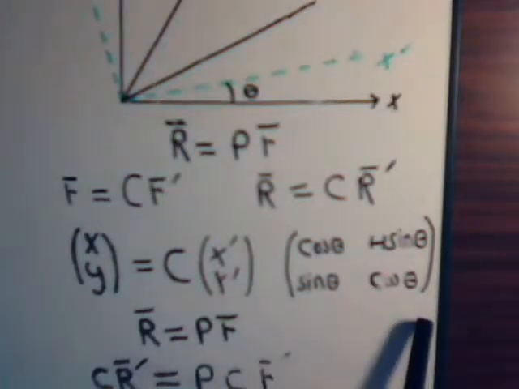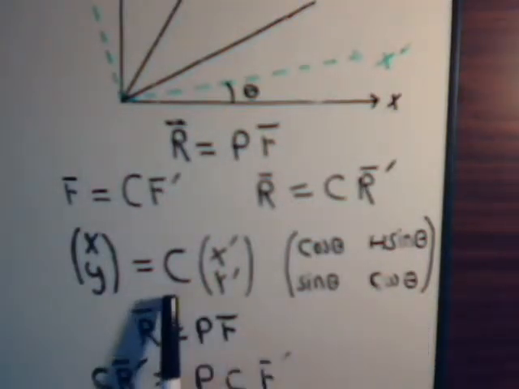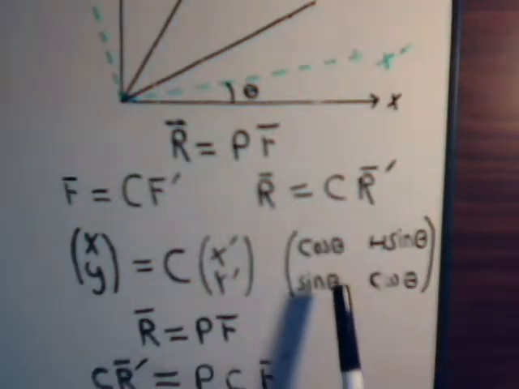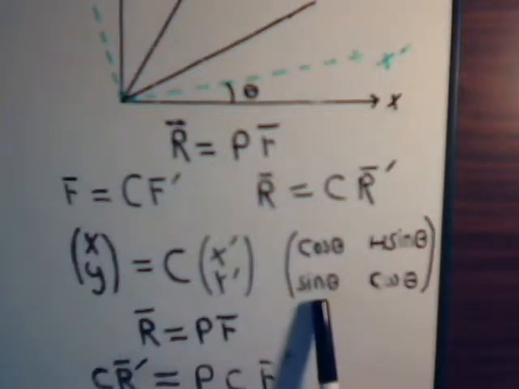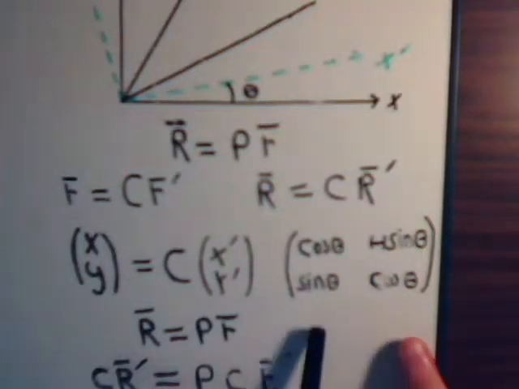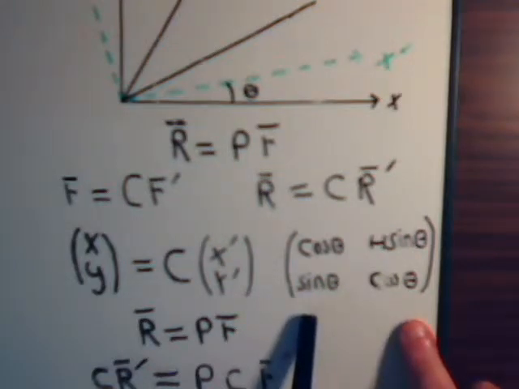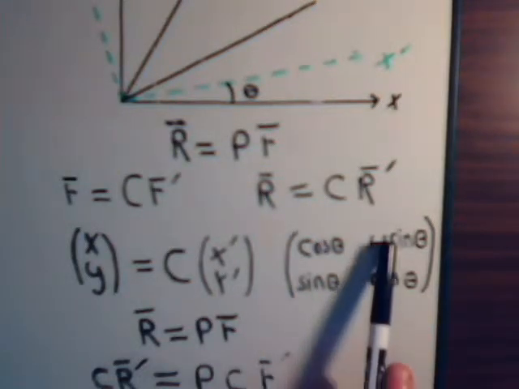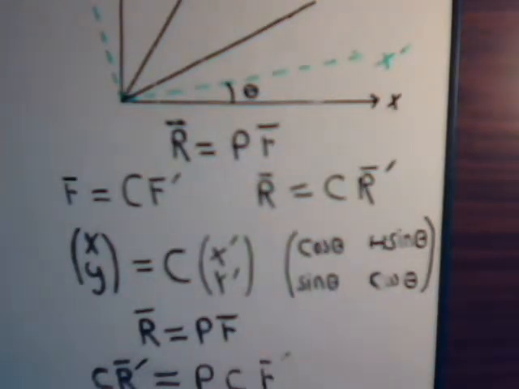And notice that this rotation matrix, what we call C, is an orthogonal matrix. This column vector is a unit column vector, so is this one, and these unit column vectors are orthogonal. If we took the dot product, it'd come out to 0. So we have two orthonormal column vectors here. That's the definition, then, in fact, of an orthogonal matrix. We'll come back to that point in a moment.